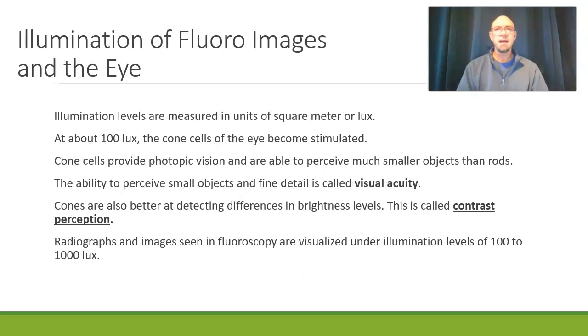All right, with this slide, it's just a reminder that when we are looking at the monitor, we want to have a brightness level of about 100 lux. That is appropriate for stimulating the cone cells in our eyes, and those cone cells are for photopic vision, and they are used for viewing small objects and fine detail, which is your visual acuity. You need to remember these words.